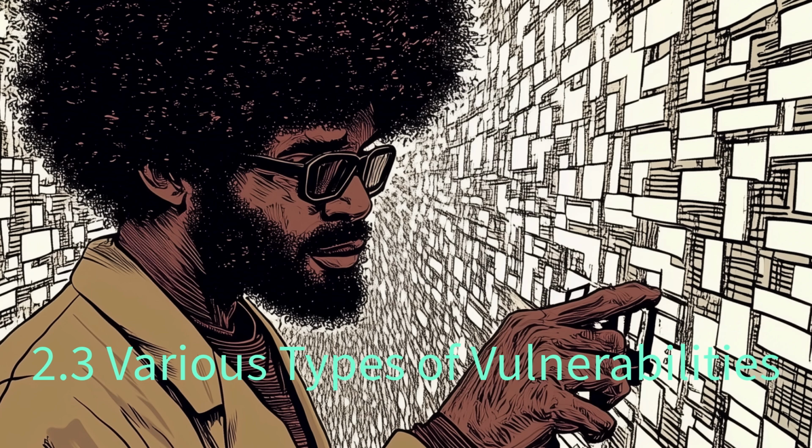Now let's test our students once more. Which of the following is not a type of mobile device vulnerability we discussed? A. Sideloading. B. Jailbreaking. C. Rooting. D. Phishing. Take a moment to consider your answers, students. We'll reveal the correct response shortly.